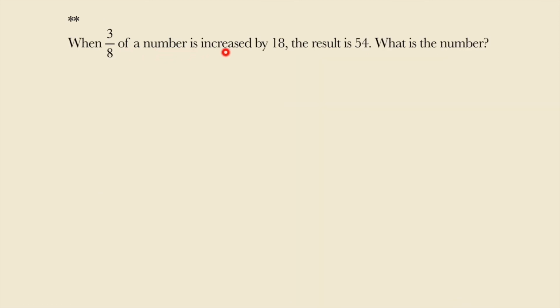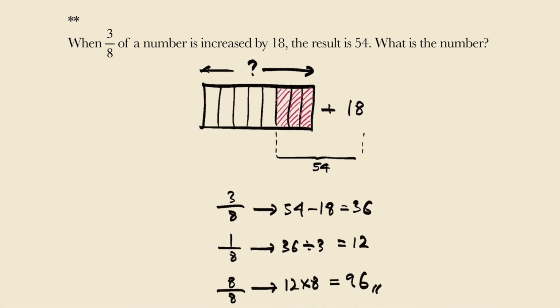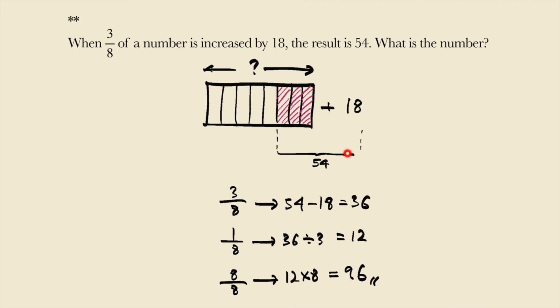When 3/8 of a number is increased by 18, the result is 54. What is the number? Well, let's conceptualize this. When 3/8 units has 18 added to it, the result is 54. Can we not find the value of these 3 units? What is the number? We're interested in the 8 units in the end. But basically, 3 units plus 18 is 54. Well, what we can do is therefore, 3/8 is therefore 54 minus 18, that's 36. 1 unit is 12. The number is simply 8 out of 8 units, 96.